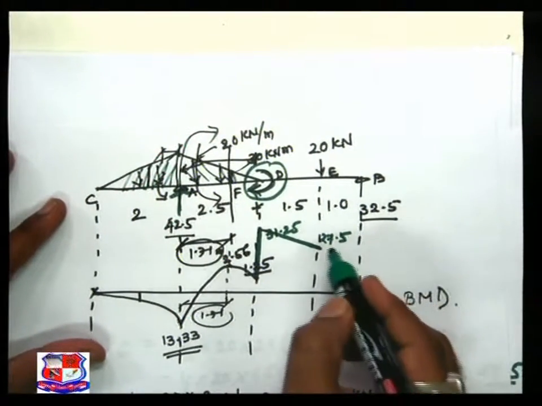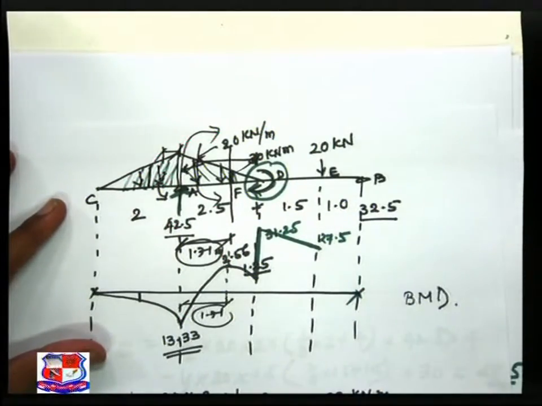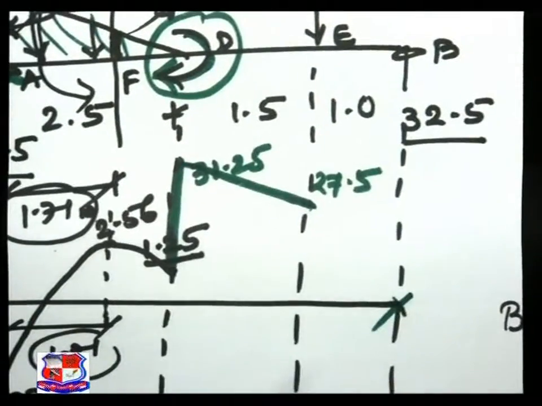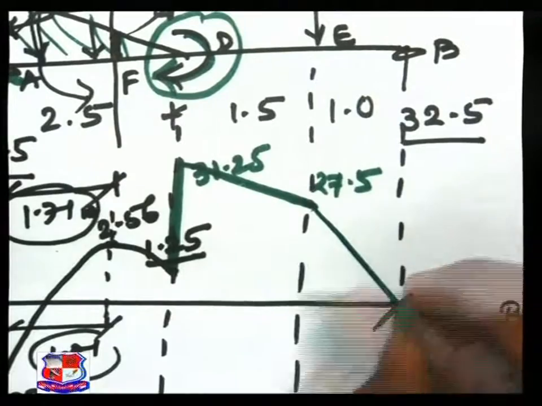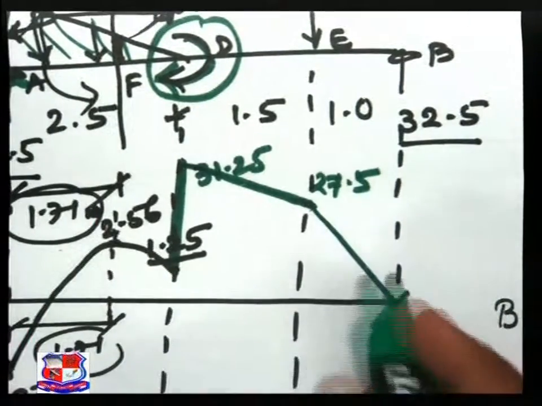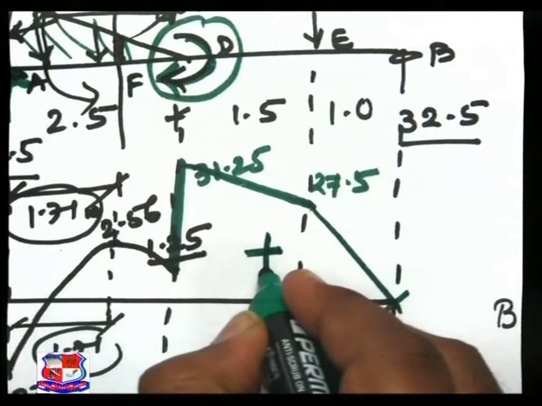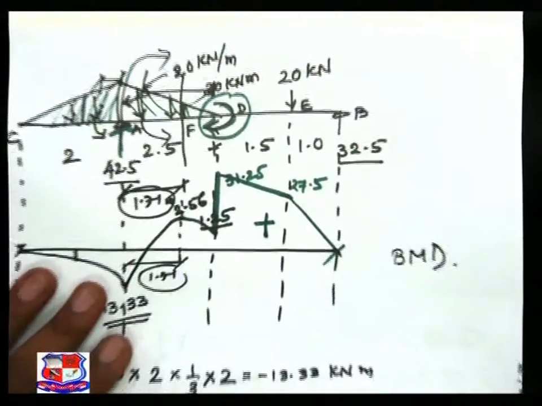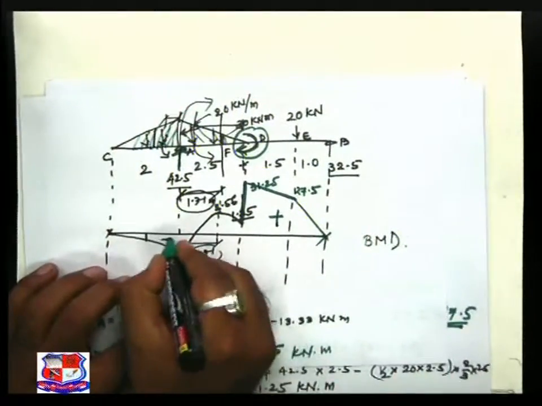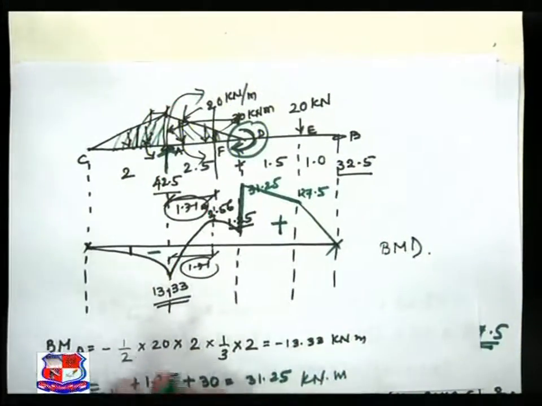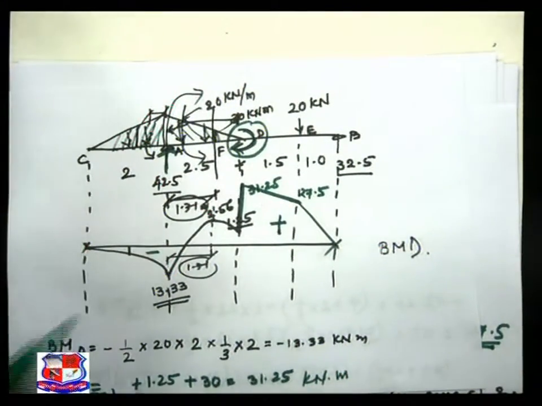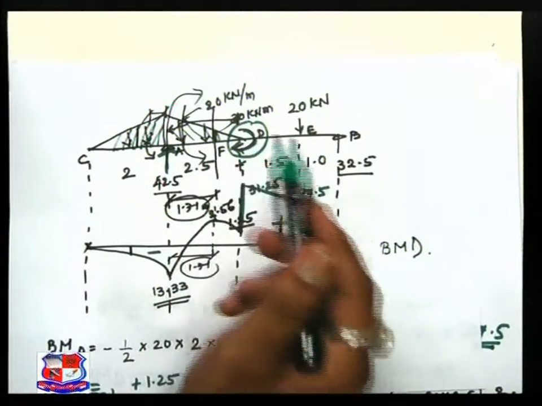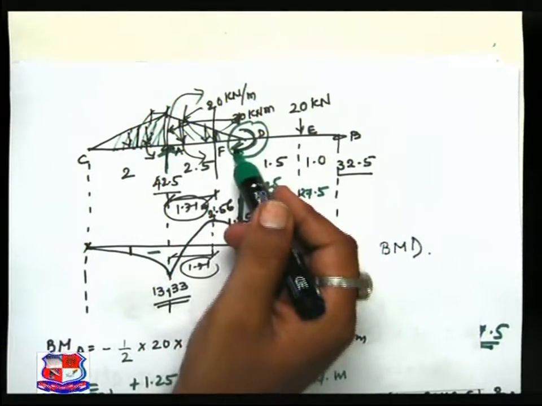The variation, join this point and this point by an inclined straight line. Refer to this one, this is of plus sign because of sagging nature, and this is of opposite, negative sign. This is our full bending moment diagram that we can achieve right now with the combination of point load, UVL, then UDL.